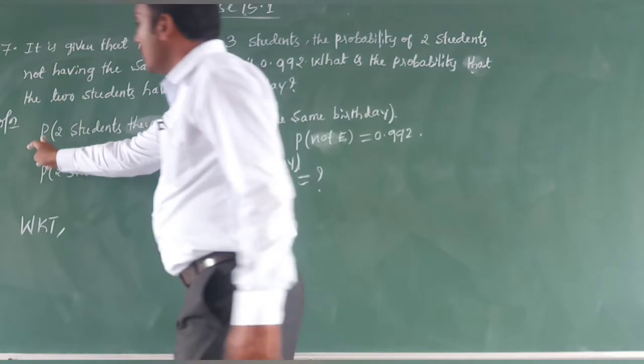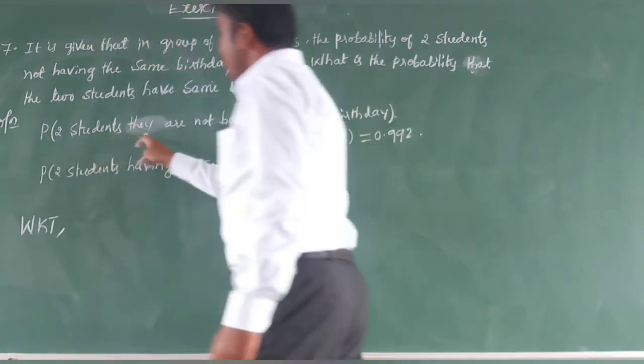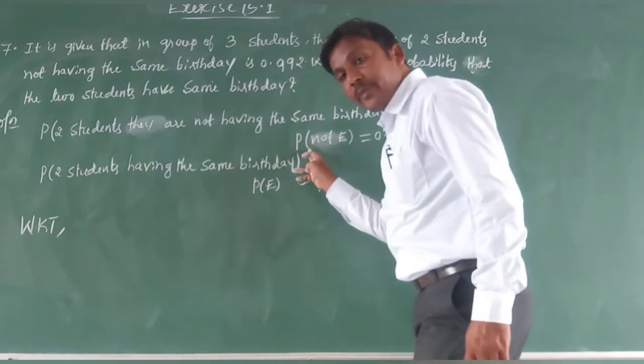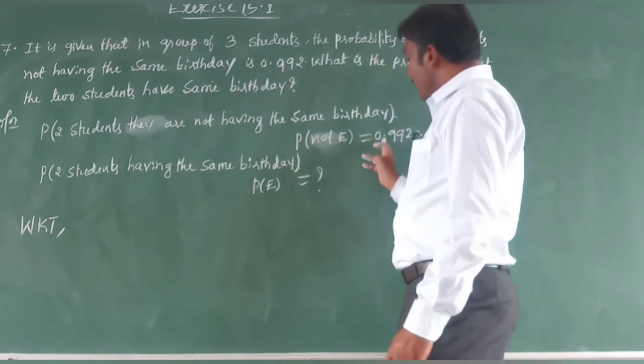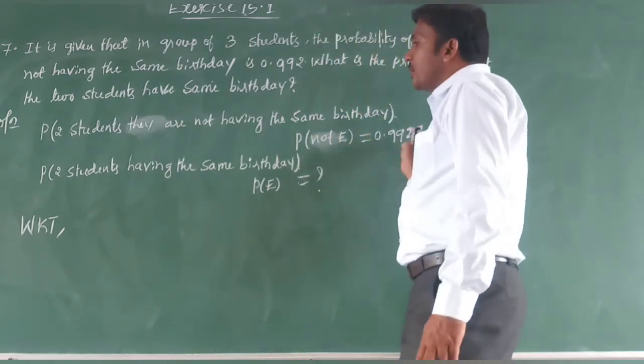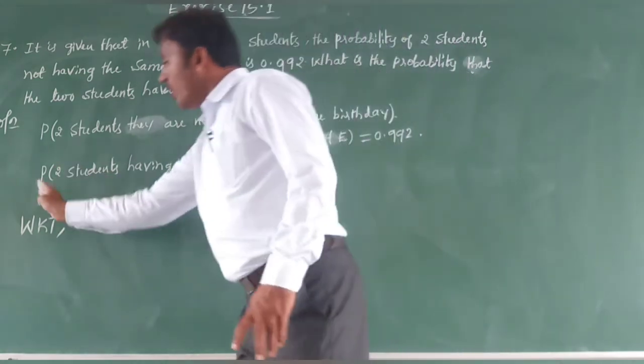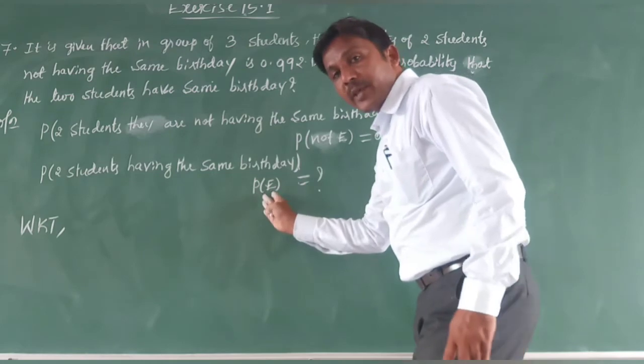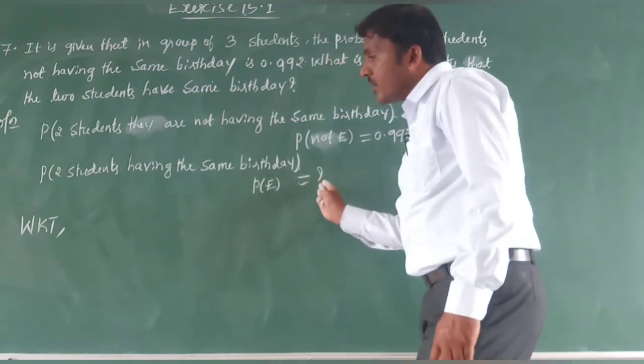See the question. P of 2 students not having the same birthday, that is nothing but P of not E, is given, that is 0.992. What you have to find? P of 2 students having the same birthday. That is nothing but P of E. We need to find that, the question mark.